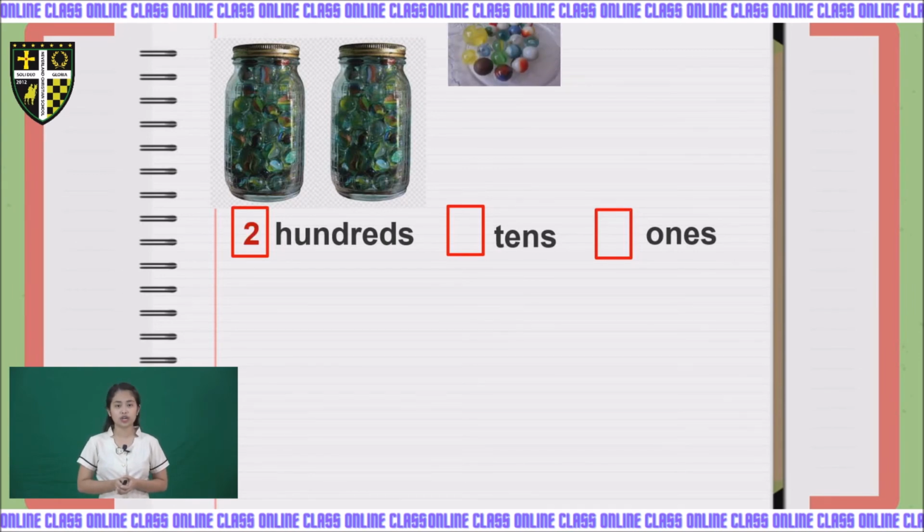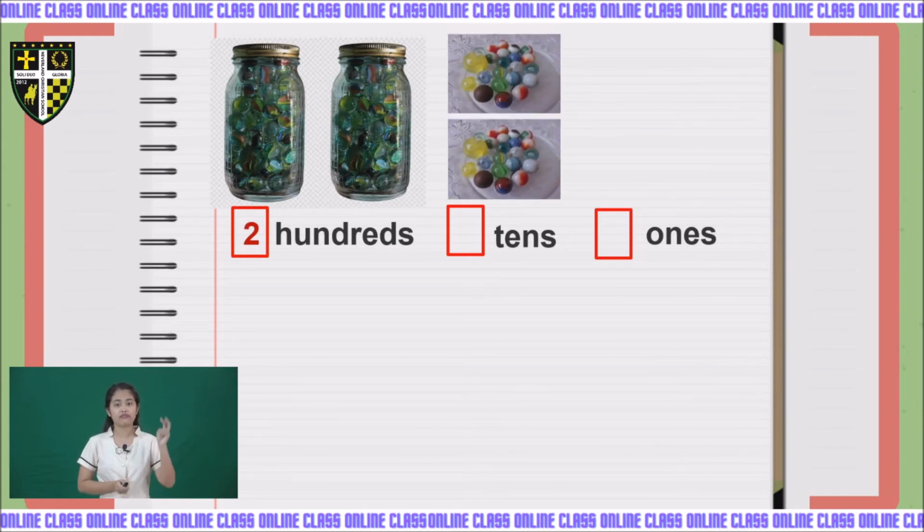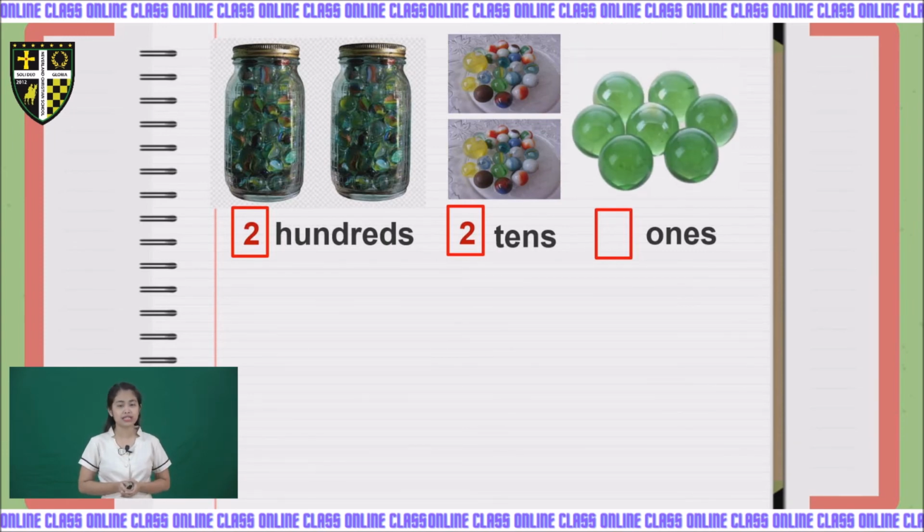And for the next one, that is 10 marbles. So how many tens are there? We have 2 tens. And then for the last one, we have marbles individually, and we can count it as 7. So we have 7 ones.